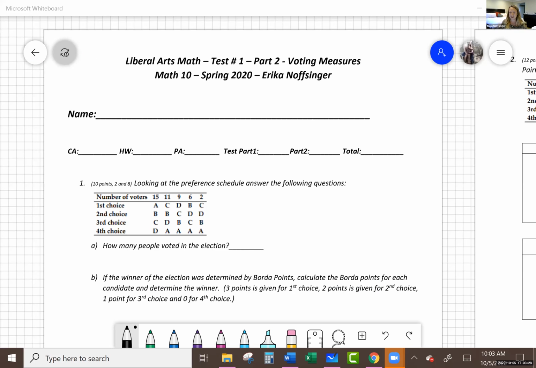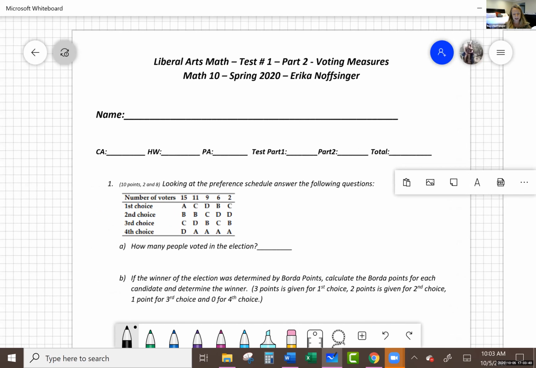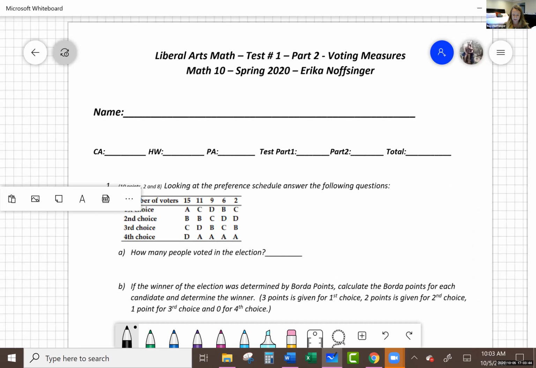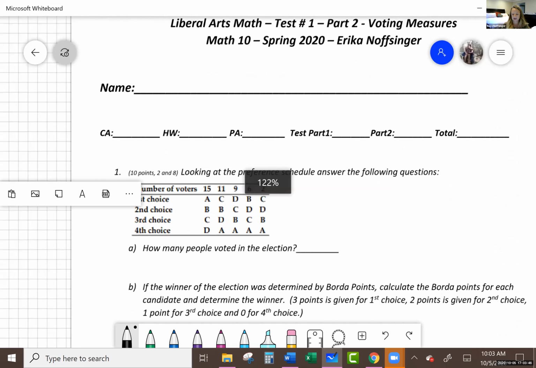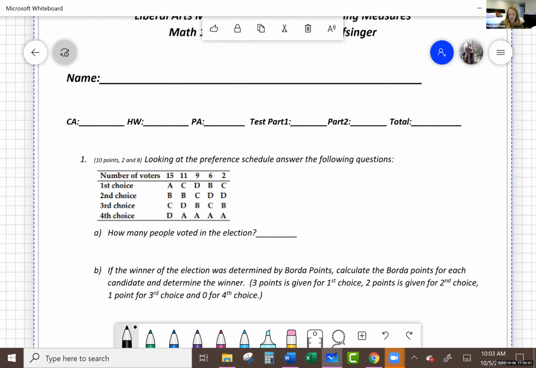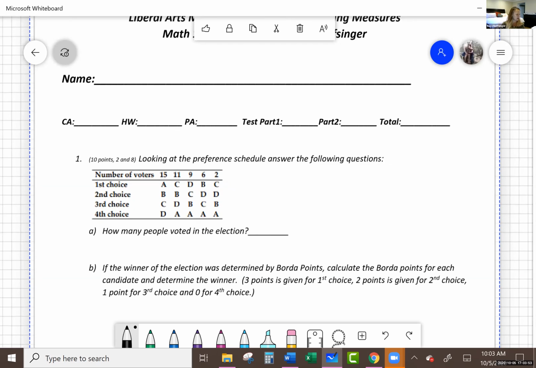Let me just repeat what I just told the class. We are going to continue reviewing for the test that is on Wednesday, which is our next class period. And this is an old exam that I gave last semester, and this is the second part. We had started on the first part last class period. Okay, so we have the following. This is a preference schedule, and we want to answer the following questions.